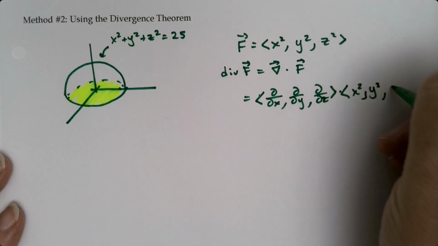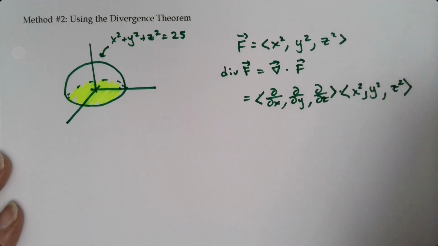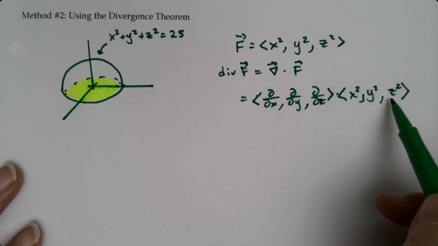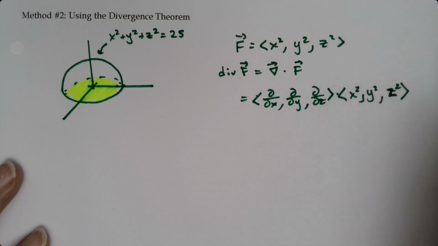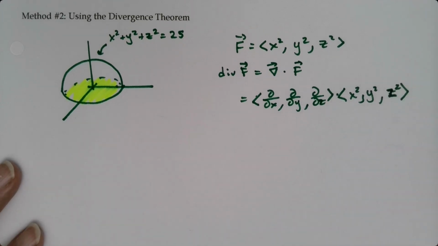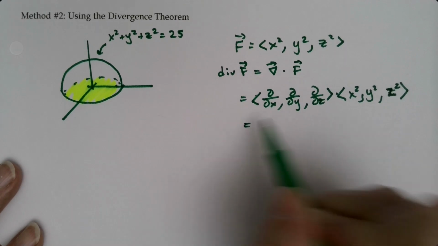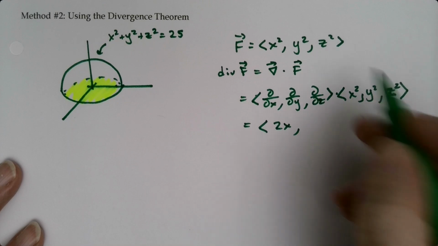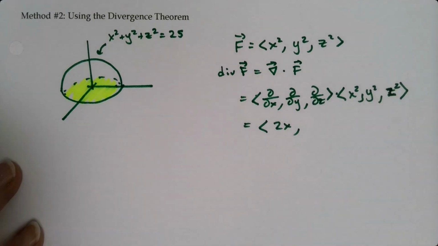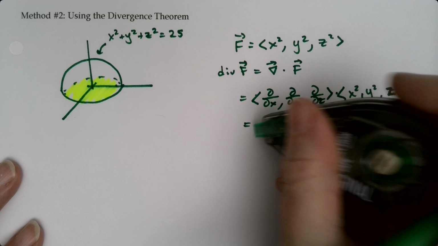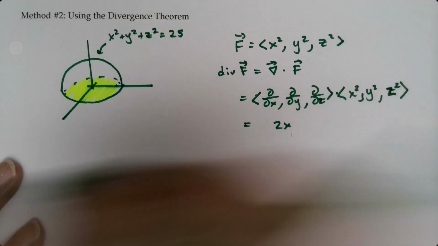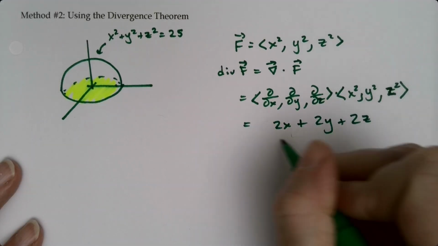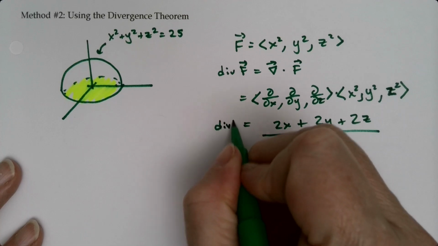We don't have to do what we did with the other method. The other method required us to do all this work with z and finding another function for z and then substituting and all of that stuff. We don't have to do that with the divergence theorem. We can just avoid all of it. So you just take the derivative with respect to x, which is 2x, the derivative with respect to y, which is 2y. Oh, this is a dot product. It's not a vector, so we're adding these. So 2x plus 2y plus 2z. Done. There's the divergence of F.